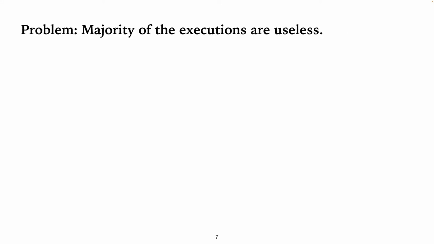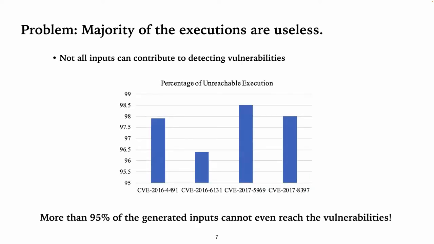But is the problem solved? Unfortunately, the answer is no. We found that not all generated inputs contribute to detecting vulnerabilities. In a previous experiment, we found that more than 95% of the generated inputs cannot even reach the vulnerabilities we want to detect. Therefore, crash reproduction using directed fuzzing is similar to finding a needle in a haystack.